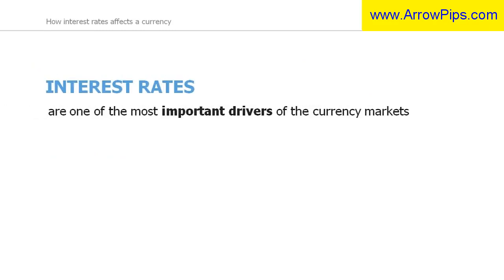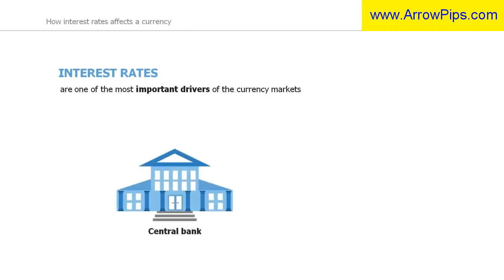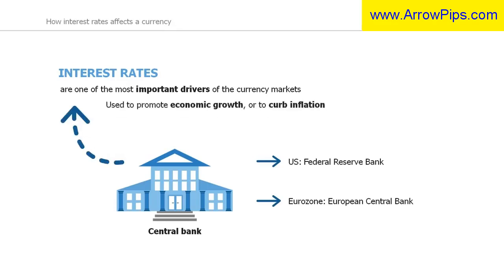Interest rates are one of the most important drivers of the currency markets. They are normally set by a country's central bank. For the United States, interest rates are set by the Federal Reserve Bank, and for the Eurozone, the European Central Bank is responsible for setting the interest rates. The central banks use the interest rates to promote economic growth or to curb inflation.